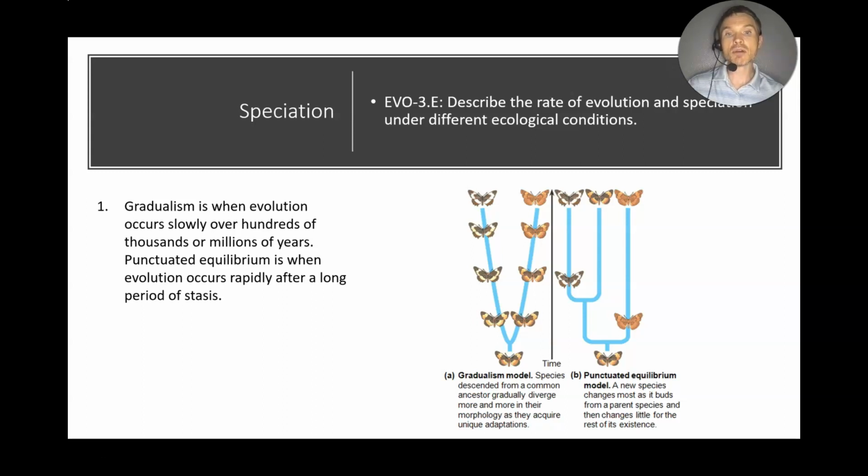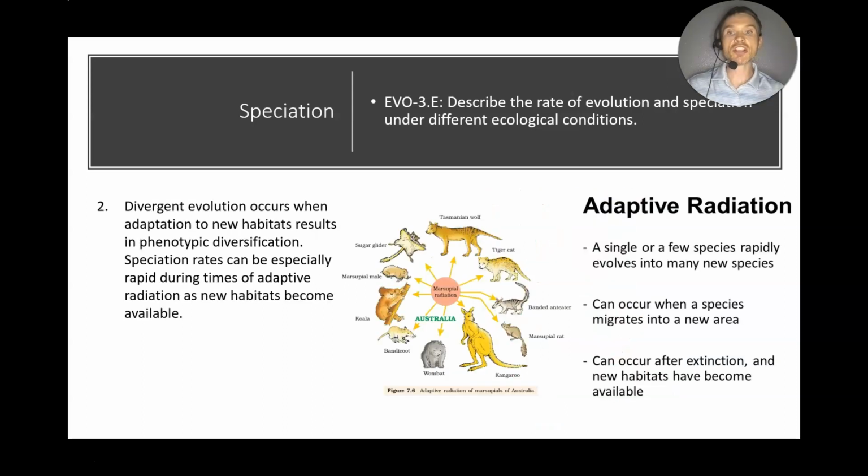Now, in reality, both of these models can coexist in different species depending upon the scenarios or the environmental pressures that they find themselves within. Divergent evolution occurs when adaptations to new habitats result in phenotypic diversification. Speciation rates can be especially rapid during times of adaptive radiation as a new habitat becomes available.